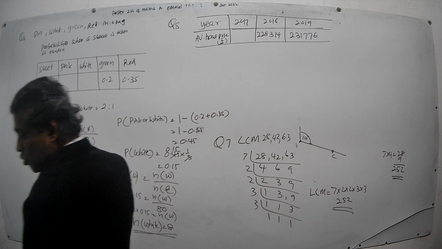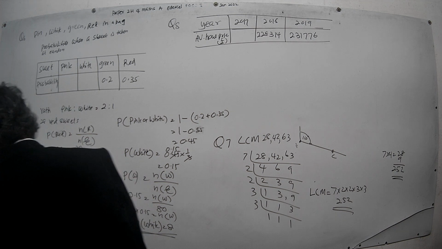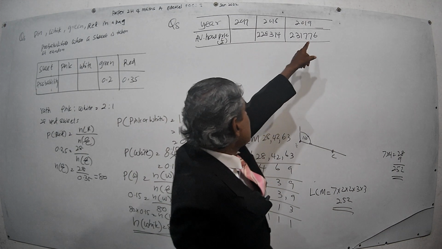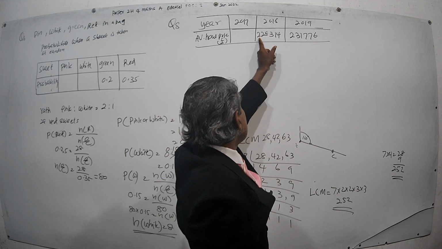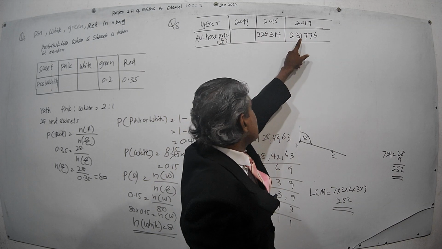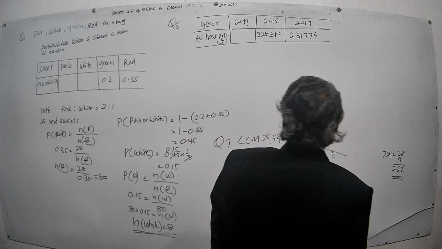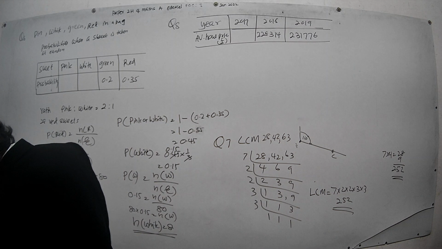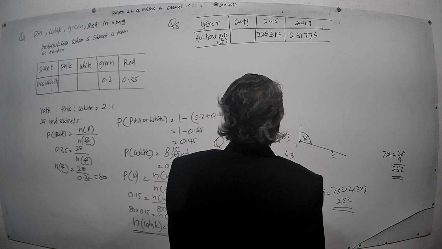Work out the percentage increase in the average house price from 2018 to 2019. Now look at from 2018 to 2019, the average house price has increased here. This one is 228,000, this 231,000. That means there is an increase. Then they ask us to calculate the percentage increase, correct to one decimal place.